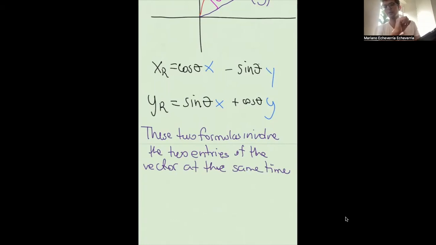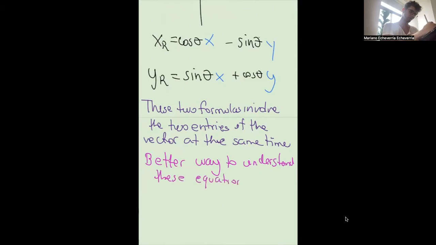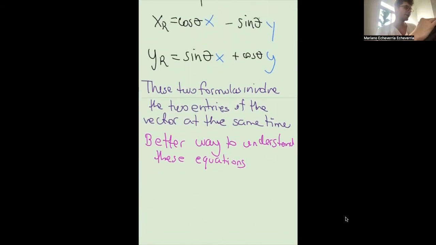And then comes the real new part. These are the two equations, and that's fine. We just want a better way to memorize the equations, a better way to understand them. The idea is that each vector had two entries, x and y, and it produced a new vector, which had two entries, x_R and y_R, right?